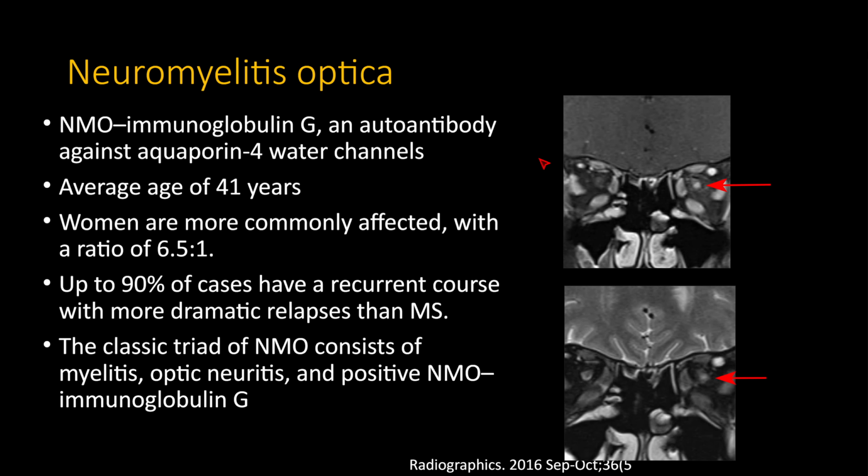Now we'll talk about neuromyelitis optica. So neuromyelitis optica is one of the demyelinating conditions, and unlike MS, it's associated with an antibody against these AQP4 water channels.